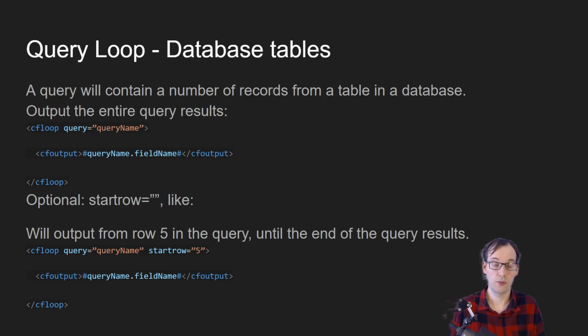I'm not showing you how a query is built up yet, that I will show you next time, but I can show you here then at least how a query would be part of an attribute of a cfloop statement, where you could, query name, you output the query, and then you could use the query name and the field name to output several records and fields of a table. And then there's an optional start row attribute to that one as well, which means that you can start from a certain row in the table.